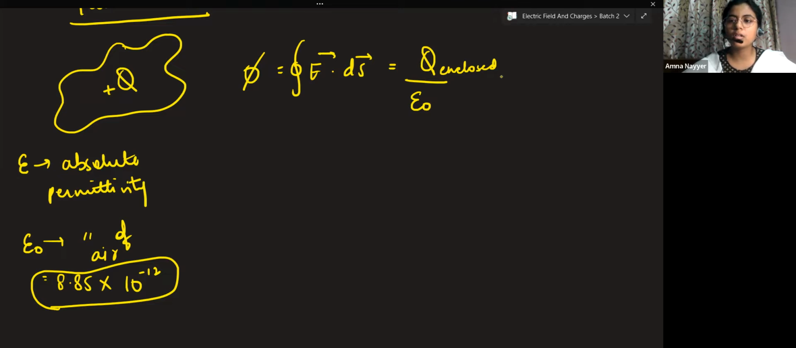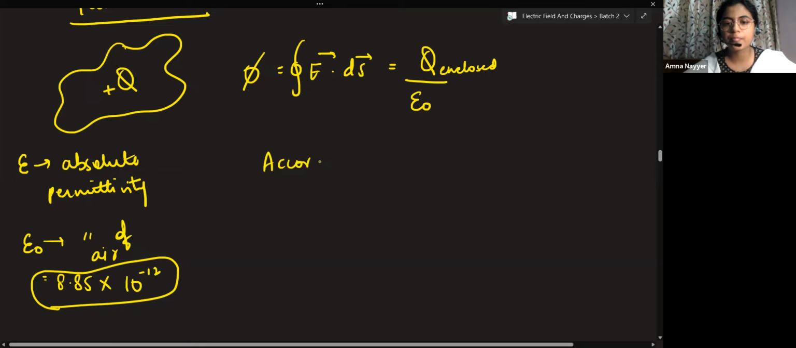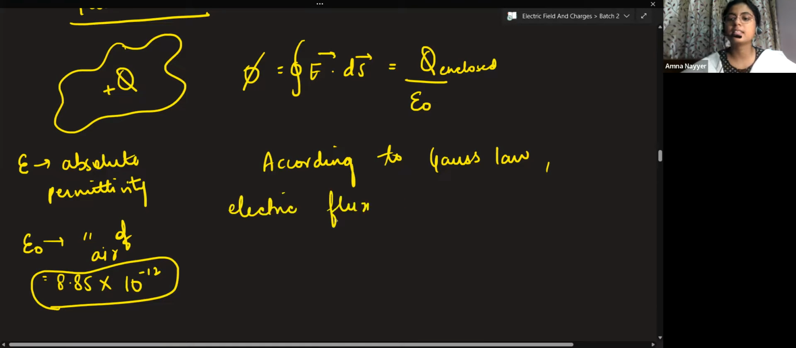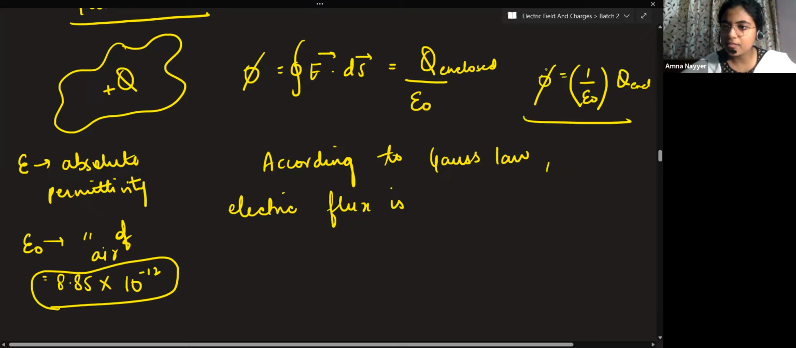What is meant by Gauss law? According to Gauss law, this is the electric flux. Can I write it in this manner? 1 by epsilon naught multiplied by the charge enclosed. Both are same. So this is Gauss law. Gauss law states that electric flux is 1 by epsilon naught times the charge enclosed.